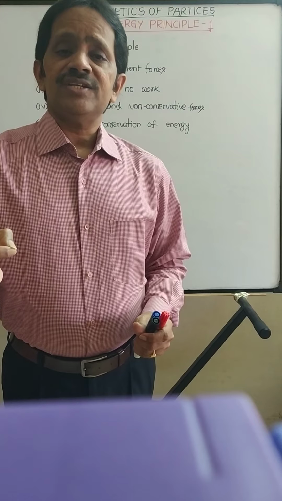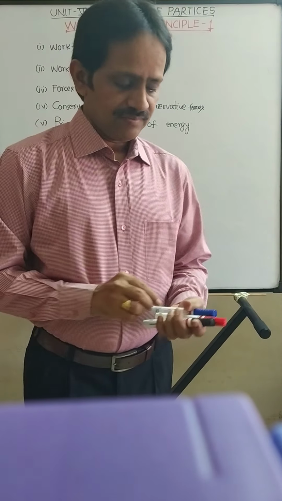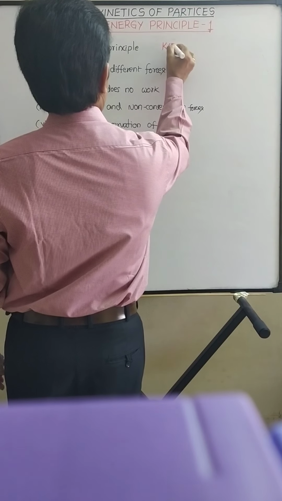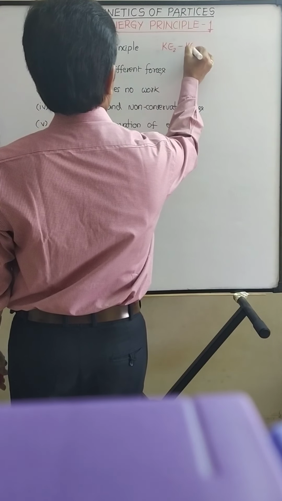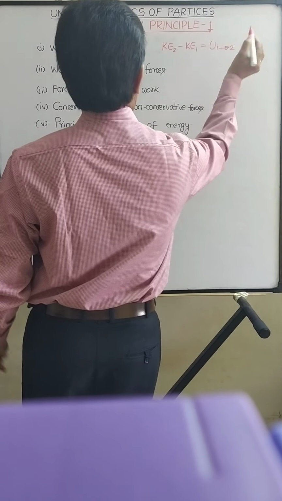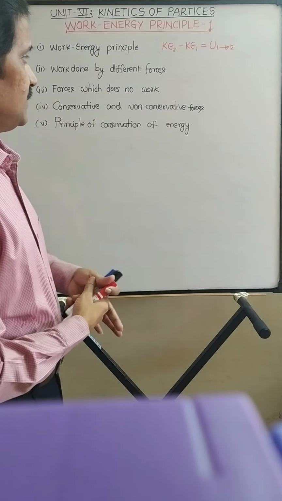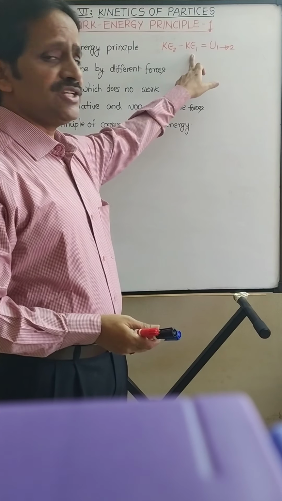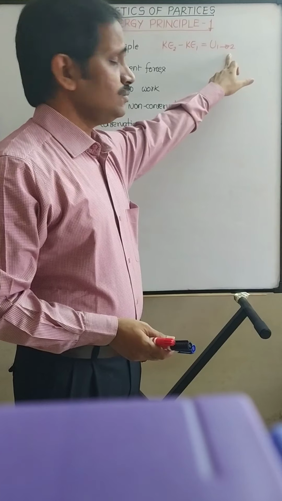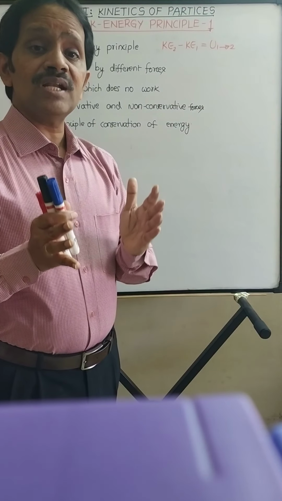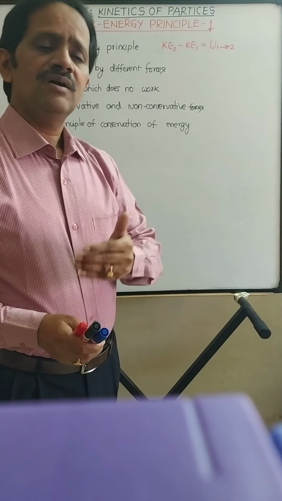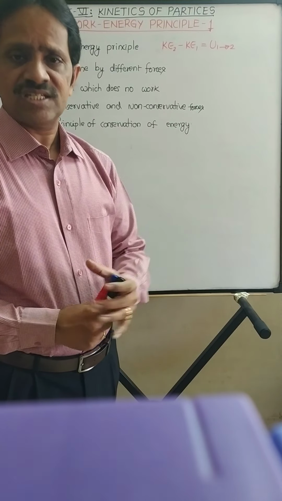So what is work energy principle? Change in kinetic energy is equal to work done. So you can write KE2 minus KE1 is equal to work done between 1 and 2. That is work energy principle. Change in kinetic energy, final kinetic energy minus initial kinetic energy, is equal to the total work done between the positions 1 and 2, means work done by all the forces acting in the system.